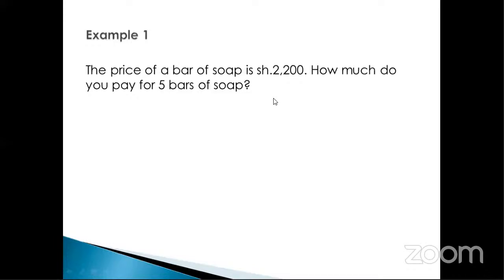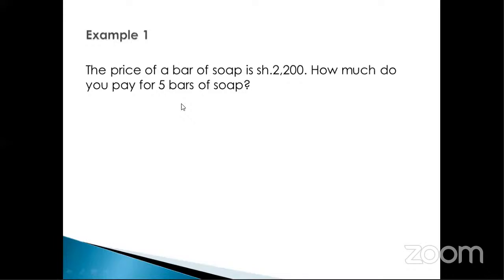So you should be able to know that, oh, if 1 bar is 2,200 shillings, how much will one pay for 5 bars? So you multiply it quickly. You multiply 2,200 times 5 quickly. And you will be able to tell someone, oh, pay this amount of money. So that is basically what we are trying to say.